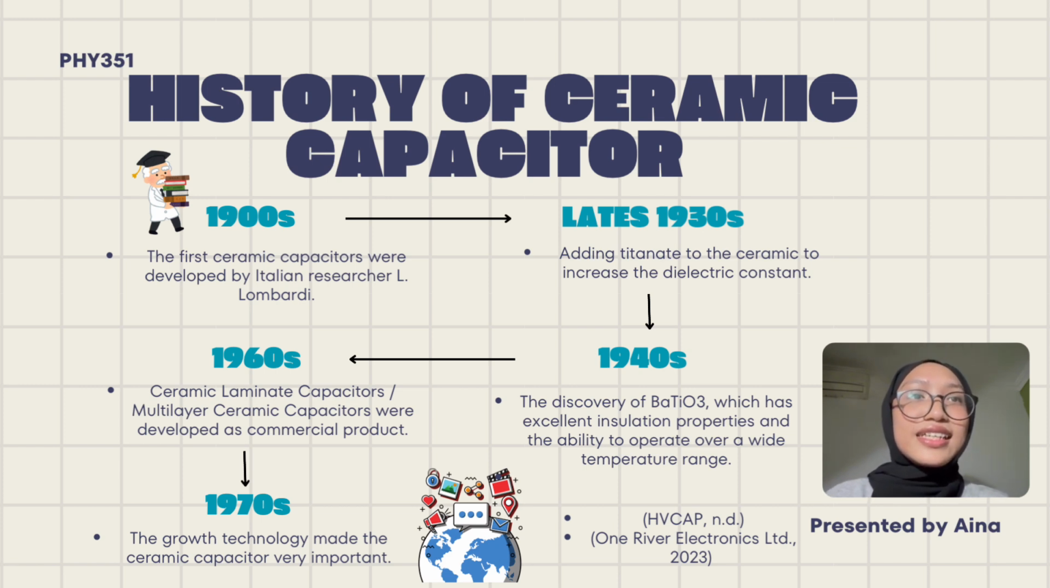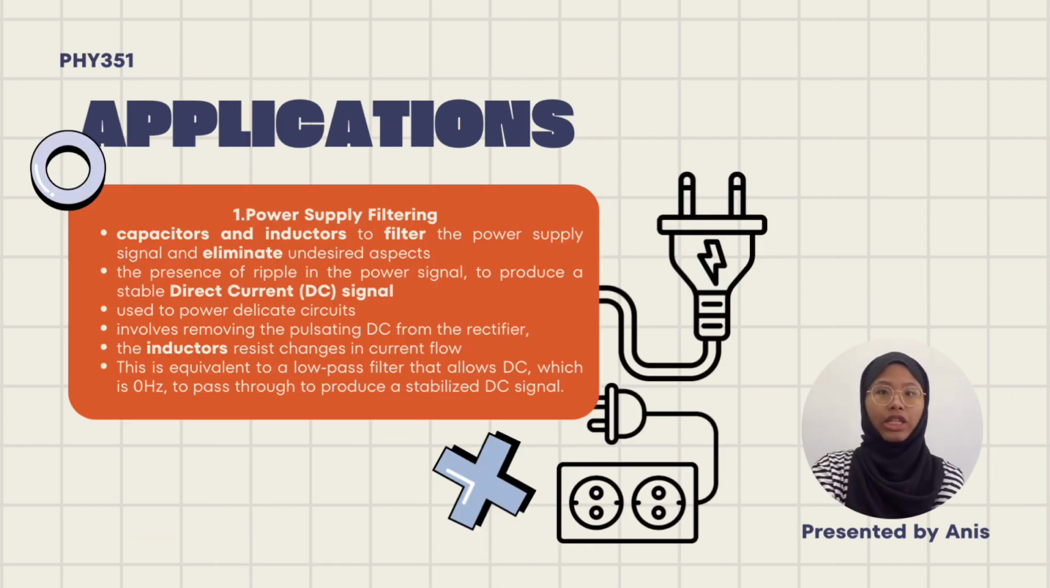In 1960, the ceramic laminate capacitor, or what we call the multi-layered ceramic capacitor, became a more commercial product. In the 1970s, the rapid growth of integrated circuits, computers and portable electronic devices made ceramic capacitors a more essential component to the world. Today, ceramic capacitors make up about 70% of the global capacitor market due to their compact size, low cost and suitability for mass production. So let's move on to the applications of ceramic capacitors and their role in modern gadgets.